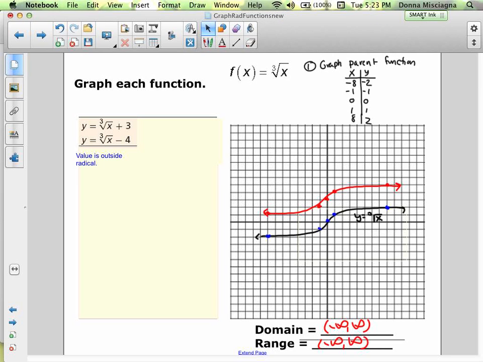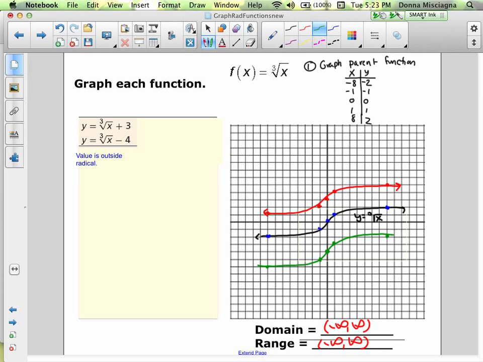Oh, and we forgot to do the other graph. Let's do the other graph, and that is the cube root of x minus 4. It does still have the same domain and range, but we didn't graph it. 1, 2, 3, 4, so we'll just shift all our points down 4. And then we have the cube root of x minus 4. And there it is. Look how easy that was.